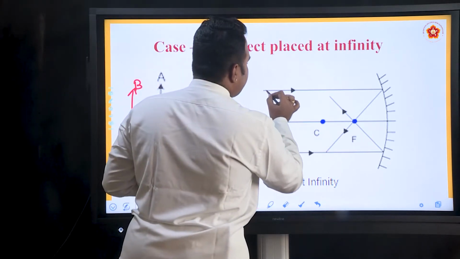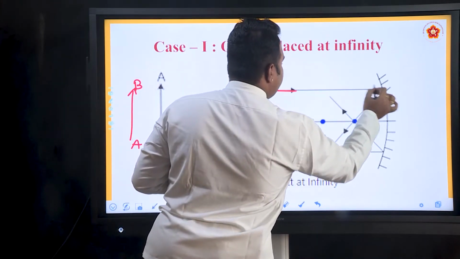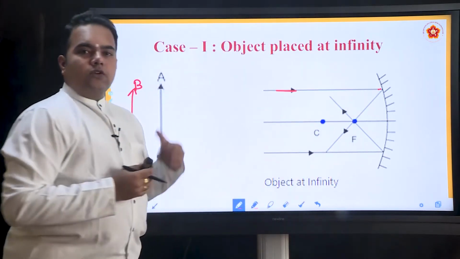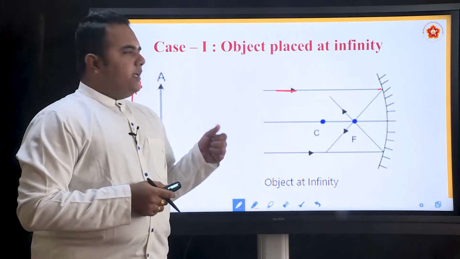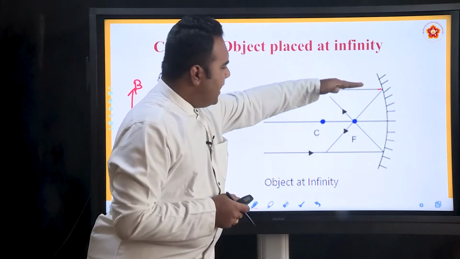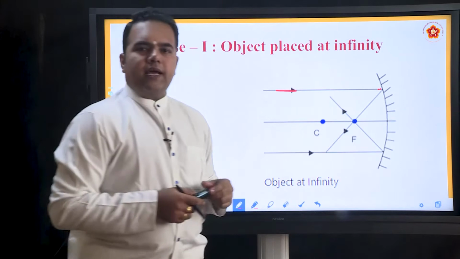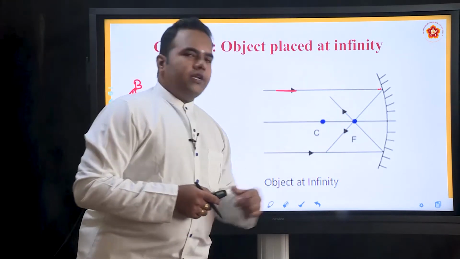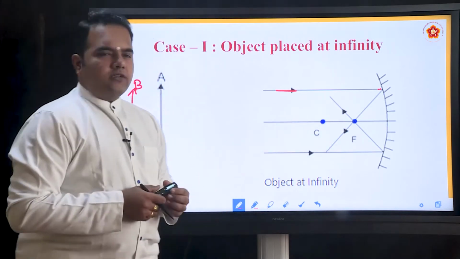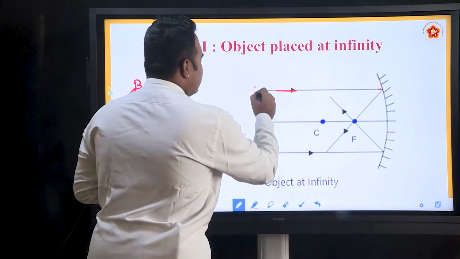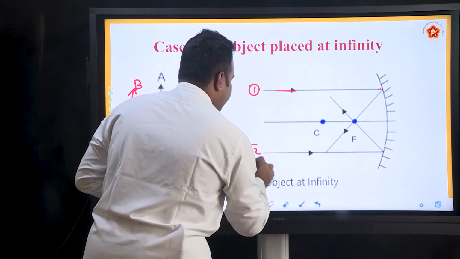Parallel rays of light are coming, it falls on the mirror, and now we use rule 1 for image formation in a concave mirror. Any ray of light coming parallel to the principal axis, after the reflection from the mirror surface, always passes through the focus. So let's pick up only two rays of light, the first and second.